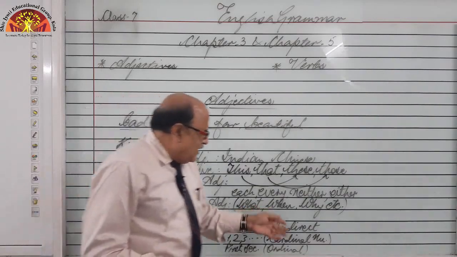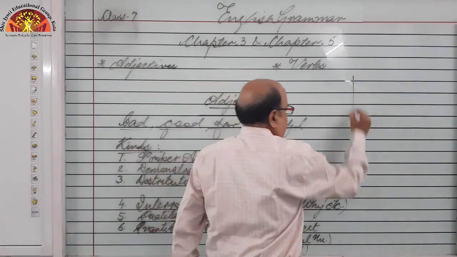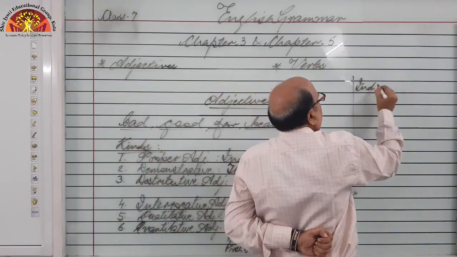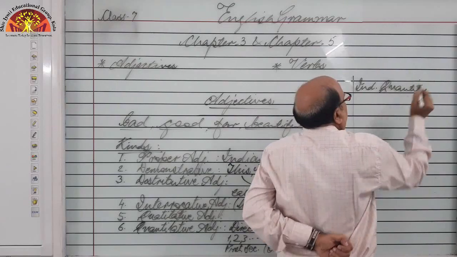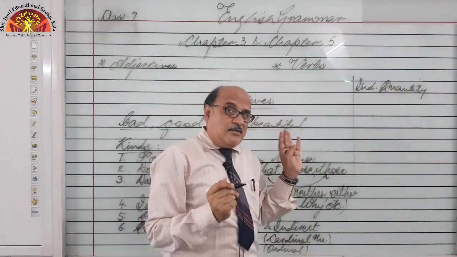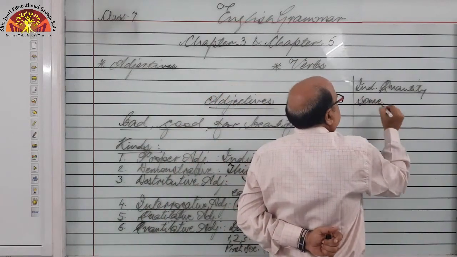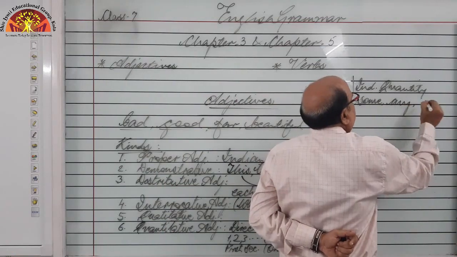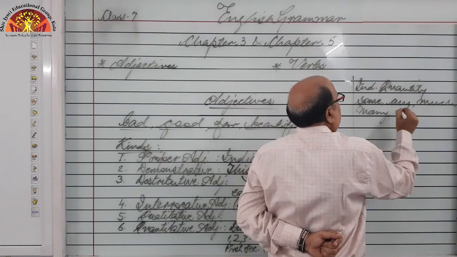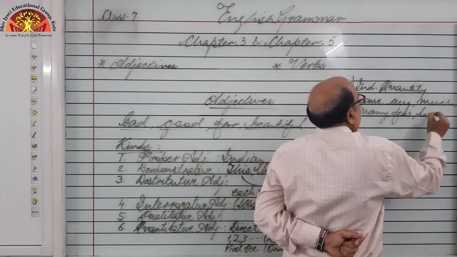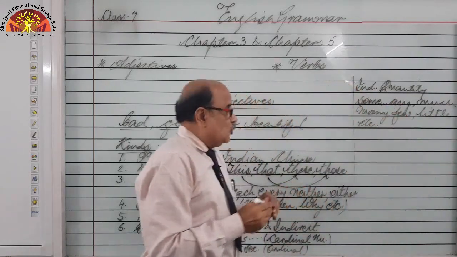Got it? Now, let us see something about indirect quantity. What an indirect quantity is? Let us see. Indirect quantity means uncountable nouns, right? Uncountable nouns we are talking about. So for them these words will be used: some, any, much, many, few, little, etc. Got it? So, they are used.